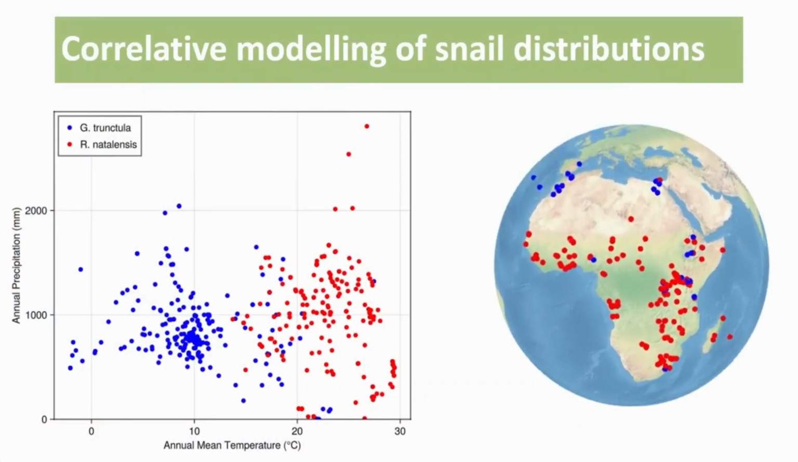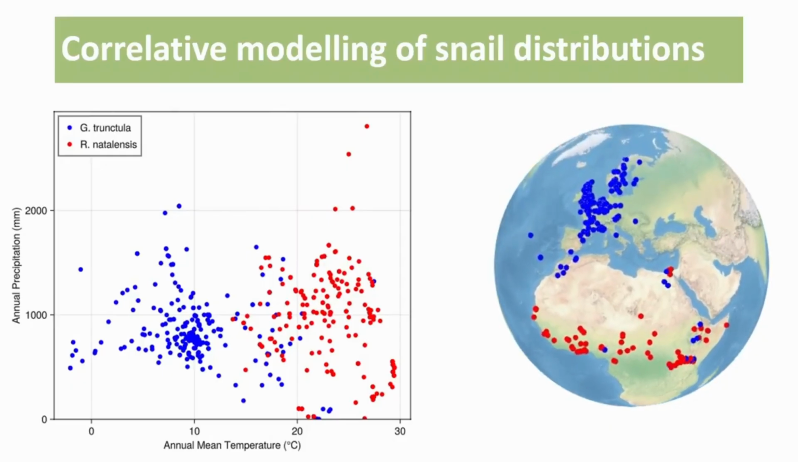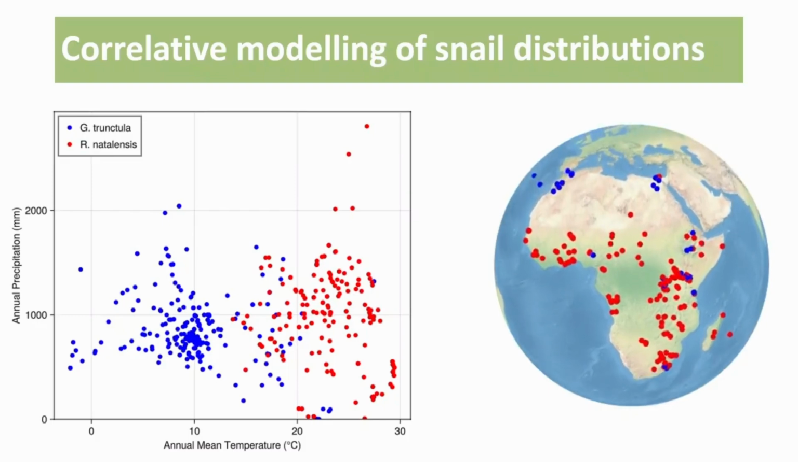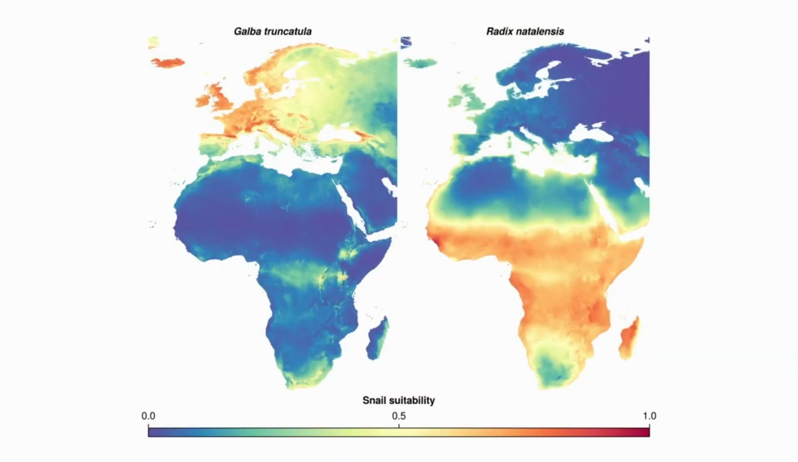Now I've simplified it a little bit with just annual temperature and annual precipitation, but you can think that there are many other variables we can use. For example, what is the temperature in the hottest month, or you can use satellite imagery and so on. And then we can get pictures like this, where this is the model's prediction of where you are likely to find these species, not based on the places where they are found, but based on the environmental conditions at the places where we find them.